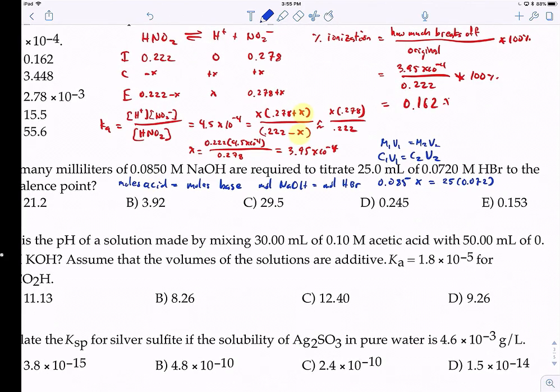0.072. So in this case, you just have to divide by 0.85 to get that, and that'll give you the answer in milliliters. But the idea here is that you need to figure out that the moles of acid equal the moles of base, and you could do it by dimensional analysis.